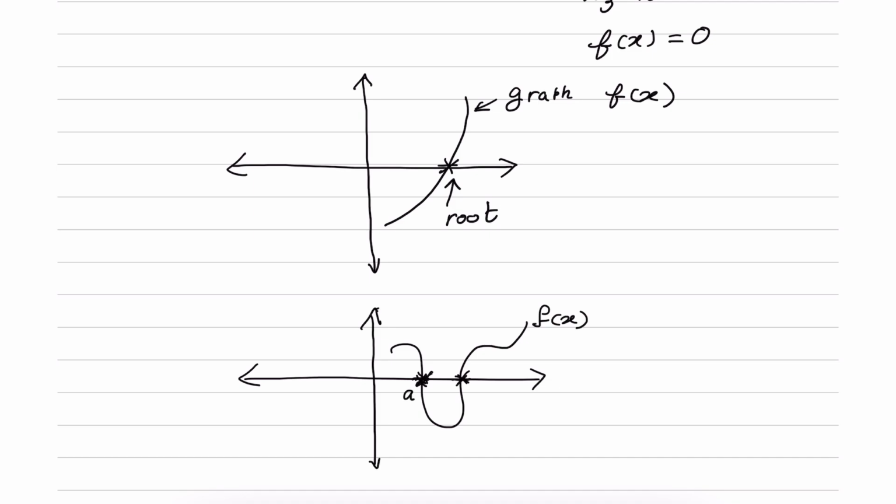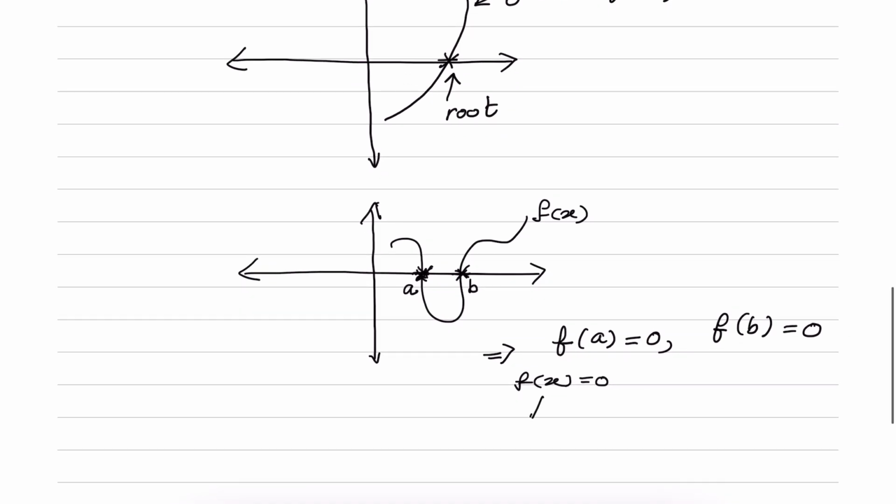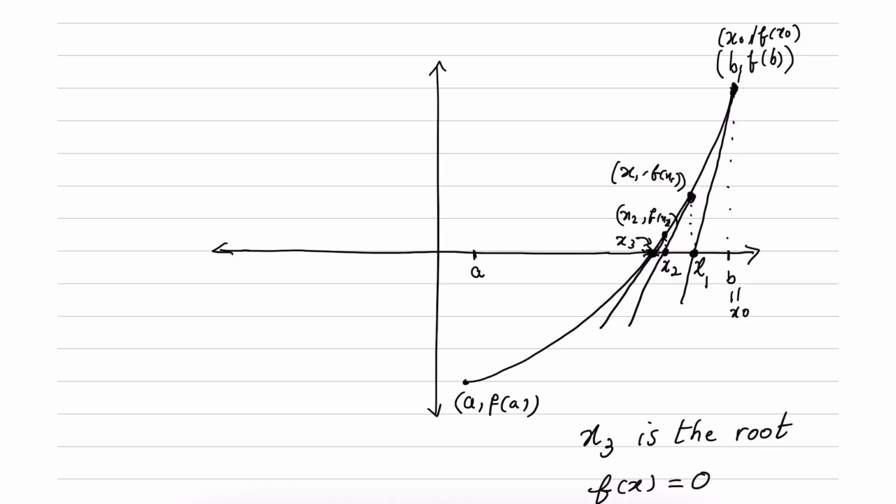So if we are calling this x value a and this x value b, what this picture says is f at a is 0 and f at b is 0, meaning this equation f of x equal to 0 has two roots, that is at x equal to a and x equal to b. So this is how we approach towards the root by drawing the tangent lines.